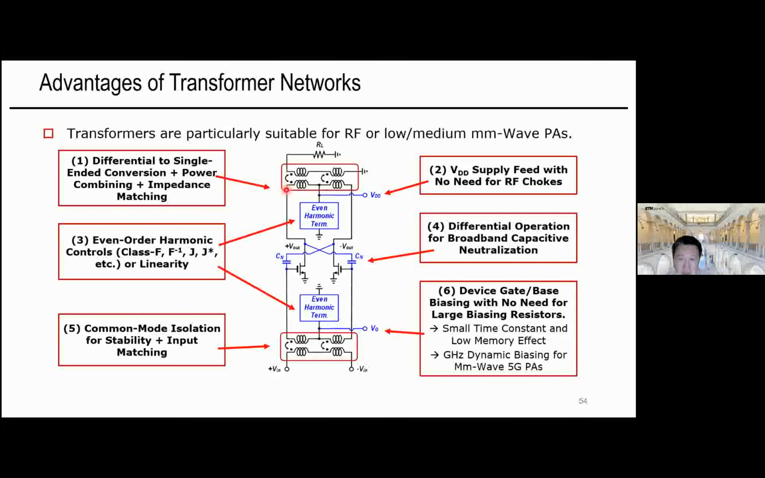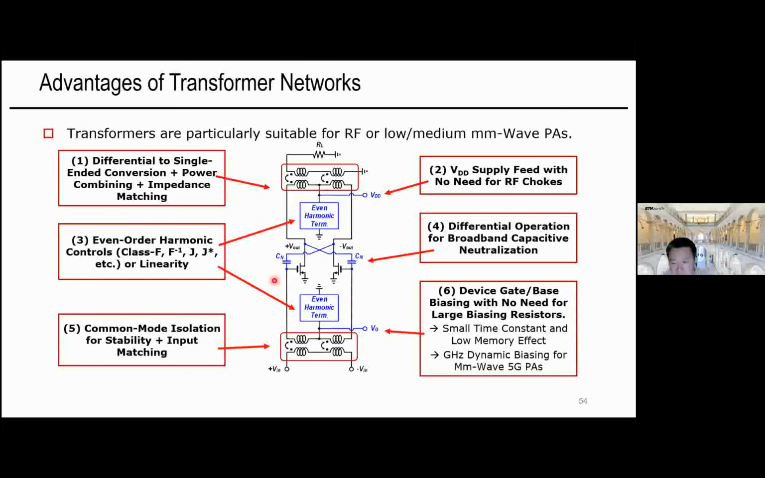That's another advantage. Moreover, the primary side of the transformer is typically connected with the differential PA. So therefore, we can use the center tap to allow VDD and DC feeding without using any RF chokes. This improves the frequency performance and also reduces the chip area required. We can actually add an additional filtering network at the center tap to provide even-order harmonic control, which will be useful for PAs such as class F, F inverse, or class J PAs, right? Or to provide linearity improvement as a signal harmonic short, as we just mentioned earlier as well.